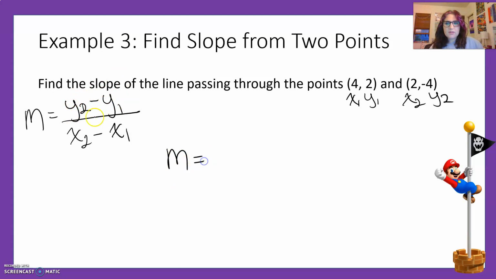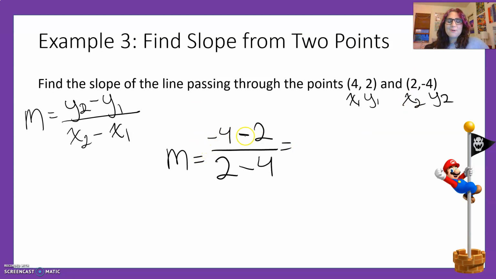So m equals y2 is negative 4. I lined it up with my y2. Minus y1, don't forget my minus sign, y1 is positive 2. x2 is positive 2. And my x1 is positive 4. So I plugged my numbers in. Now I'm going to chug. So negative 4 minus 2 is negative 6. And 2 minus 4 is negative 2.